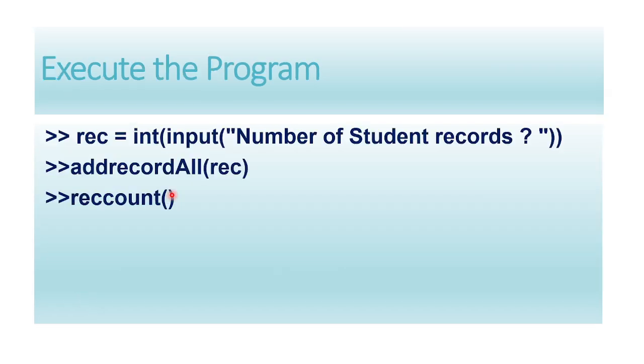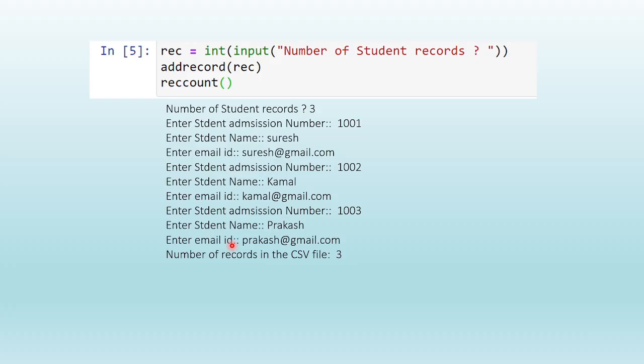Then you read the number of students, call add_record_all for the variable rec, then count the number of records. This is a typical output of this program. Enter the number of records, then enter the records, then display the number of records, 3.